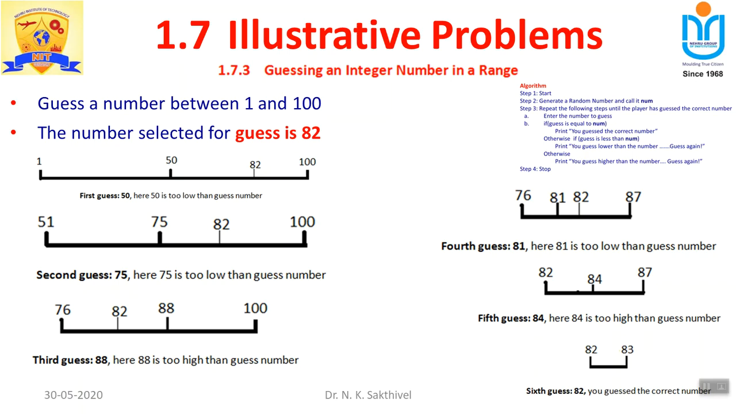Between 82 and 87, again our algorithm will identify the mid number 84. Then it is informing 84. Again, no. So 84 is too high. So the system understands that the guessed number is between 82 and 84. That means 82 and 83. So between 82 and 83, identifying a mid number is not possible, so it tells that 82 is the guessed number. Now our algorithm identified and predicted the guessed number by the player.